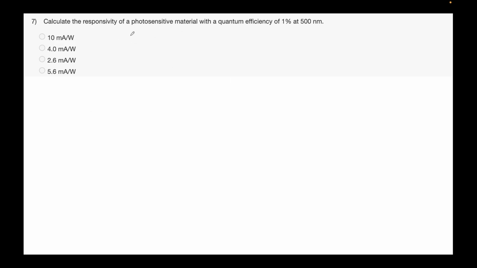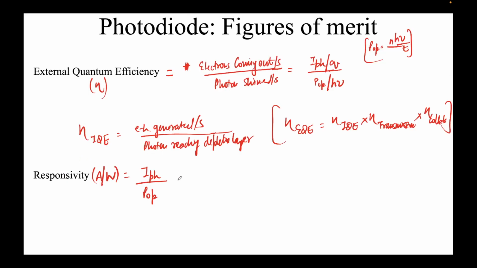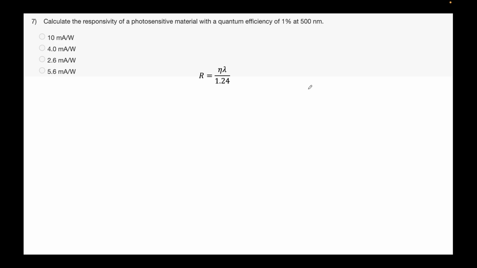So how are they related? Let me write it here itself. I can write this as I_PH by P_OP is nothing but R, right? h nu over q. So R will be written as eta q by h nu. Eta q by h nu. And nu again you can replace by c over lambda, and this is the expression that will come.